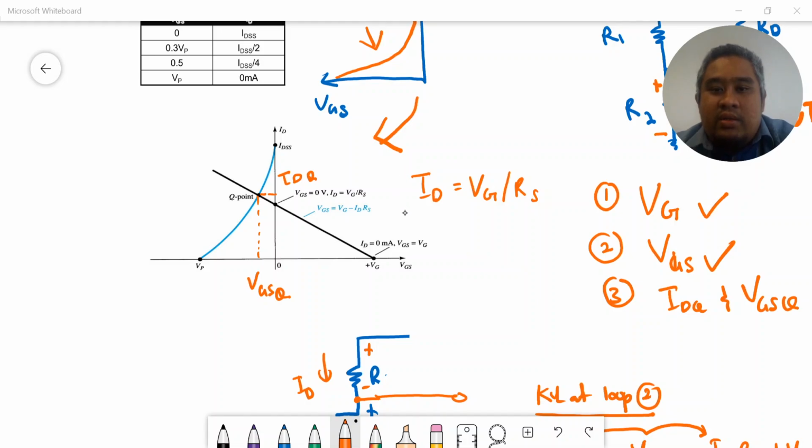So we continue next. Actually, we have finished and completed the three types of bias configuration: fixed bias, self bias, and voltage divider bias configuration for JFETs. For the next video, we will discuss MOSFET.